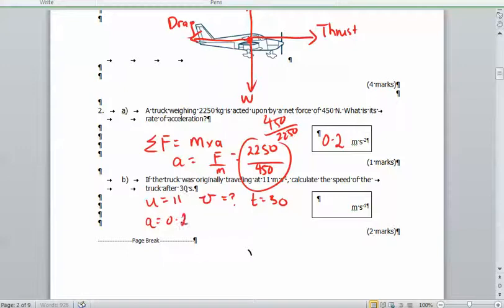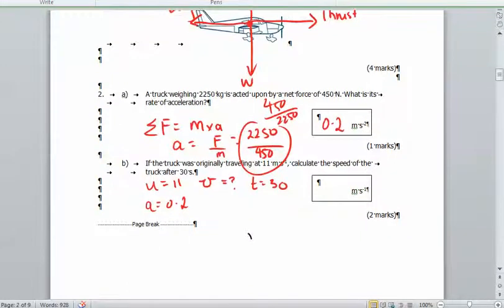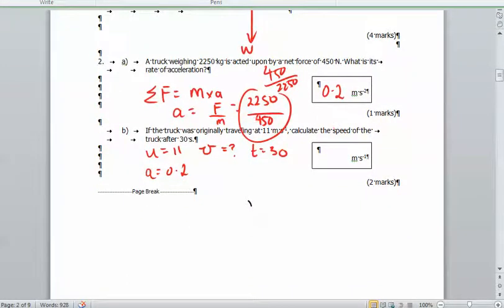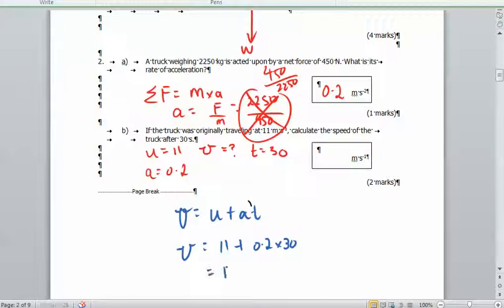So what did you use, Justin? What formula did you use? For question A, I went 450 over 2,250. That's what we did. Okay, so what formula did you use for part B? V is equal to U plus AT. Good. V is equal to U plus AT. So we've got that our final speed is equal to 11 plus 0.2 times 30. 30 times 0.2 is 6. 6 plus 11 is 17 meters per second. We got that? Yep. Good.